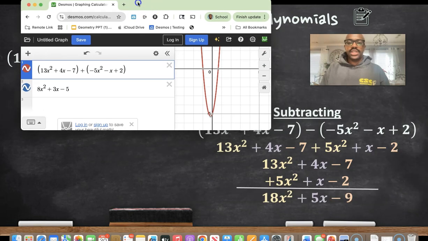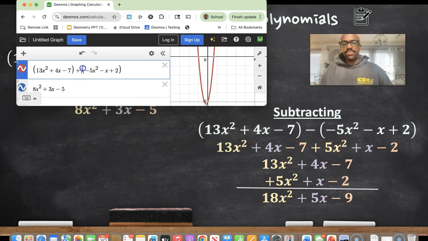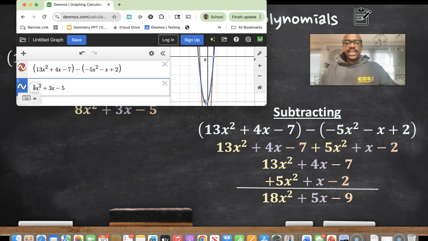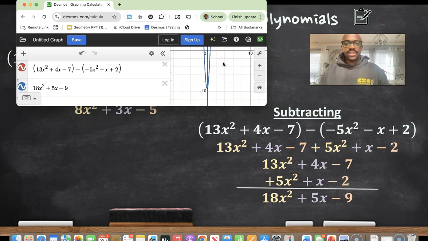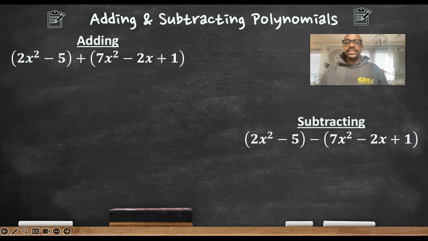So now let's go ahead and check the other example just to show you that it works for subtraction as well. So if I put the minus sign there, and then all of a sudden we had 18x squared plus 5x minus 9. And as you can see here, it gives you the same graph. That's how you will be able to know that you're correct. All right, just a quick way to check your work, just to confirm that your answer is correct. All right, so with that being said, let's go ahead and look at some more examples.